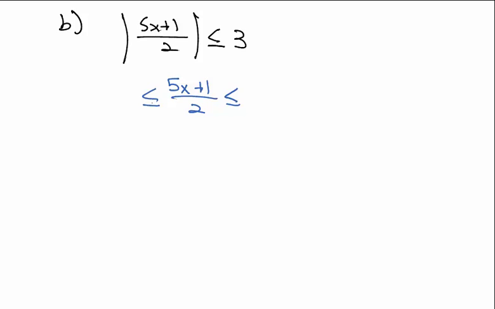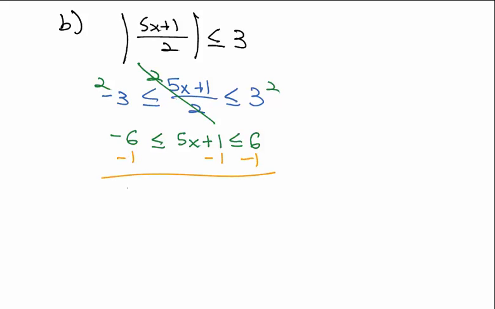How about we do the absolute value of (5x plus 1)/2 is less than or equal to 3. Again, because the absolute value is less than, we'll say (5x plus 1)/2 is between, with the or equal to, negative 3 and positive 3. We can start solving by getting rid of the fraction by multiplying everything by 2. That'll divide out in the middle, leaving us negative 6 is less than or equal to 5x plus 1, which is less than or equal to positive 6.